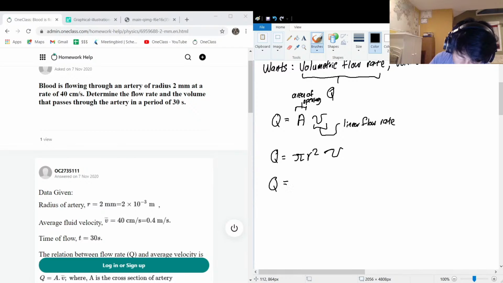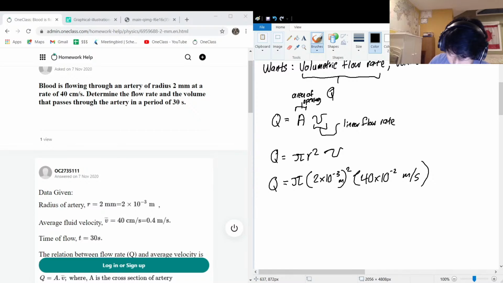And let's sub in the numbers. We know that our r value is 2 millimeters, so that's 2 times 10 to the negative 3 meters, squared. Multiply that by the linear flow rate, which is 40 times 10 to the negative 2 meters per second. If we look at our units, we have meters squared times meters per second, so our final unit is meters cubed per second, which is perfect. That's the volumetric flow rate, the amount of volume per second.